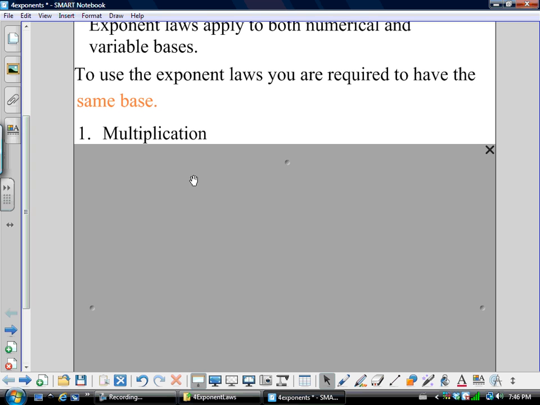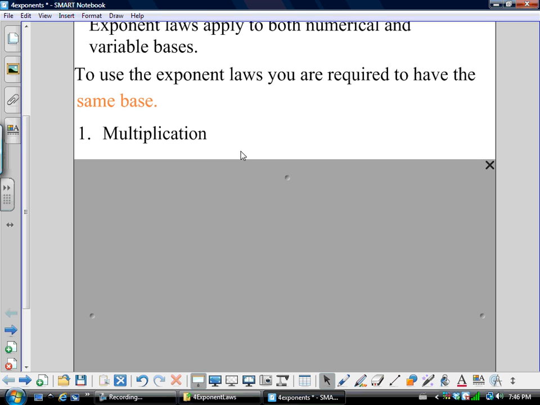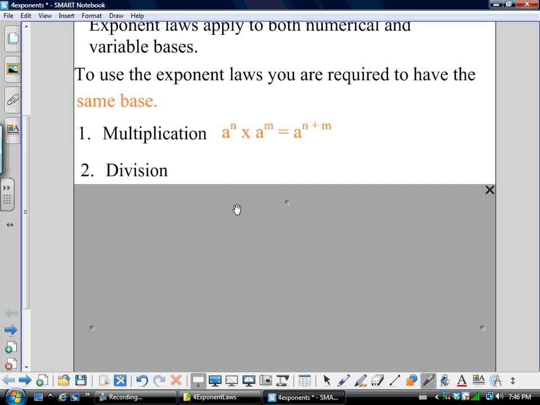So the first is multiplication. If I have two bases that are the same, the two bases here are a, one to the power of n, one to m, and I'm multiplying. When I'm multiplying, I only keep one of the bases and I add the exponents together. Again, that is a review of something you've done before.